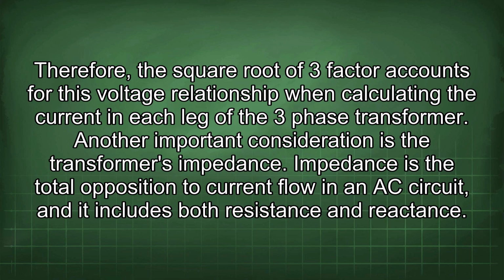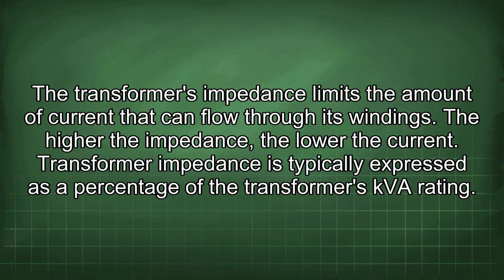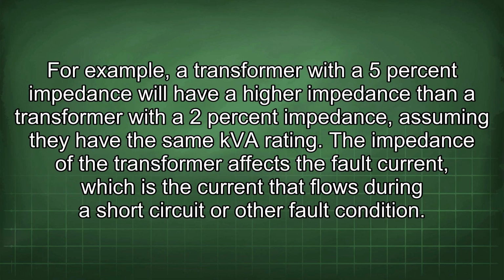Another important consideration is the transformer's impedance. Impedance is the total opposition to current flow in an AC circuit, and it includes both resistance and reactance. The transformer's impedance limits the amount of current that can flow through its windings. The higher the impedance, the lower the current. Transformer impedance is typically expressed as a percentage of the transformer's kVA rating. For example, a transformer with a 5% impedance will have a higher impedance than a transformer with a 2% impedance, assuming they have the same kVA rating.